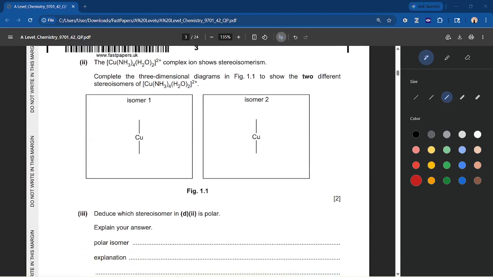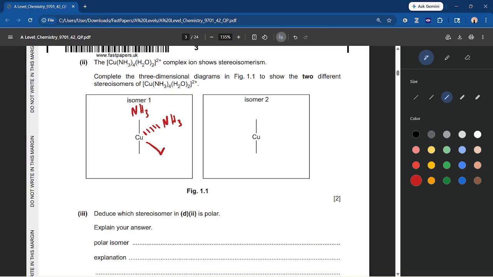All right. The copper ammonia complex shows 3D stereoisomerism. Complete the 3-dimensional diagrams in figure 1.1 to show the 2 different stereoisomers. So this is going to be interesting. Remember that stereoisomers are basically non-superimposable mirror images, so it doesn't matter how you're going to show it. You can do this in any order. I'm going to do it this way. I'm going to do a bit like this to show. Remember, there's 4 ammonia ligands that you need to show. So there's 1 ammonia here, 1 ammonia there.